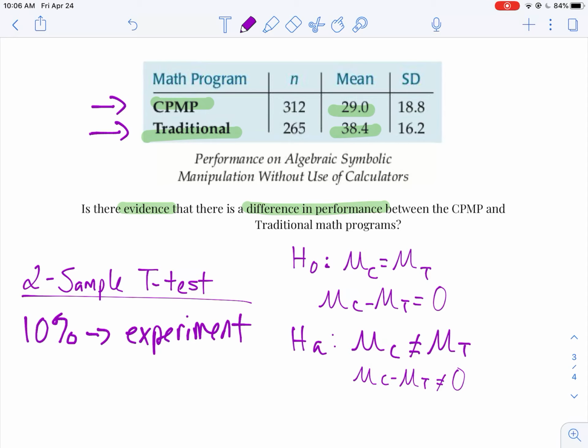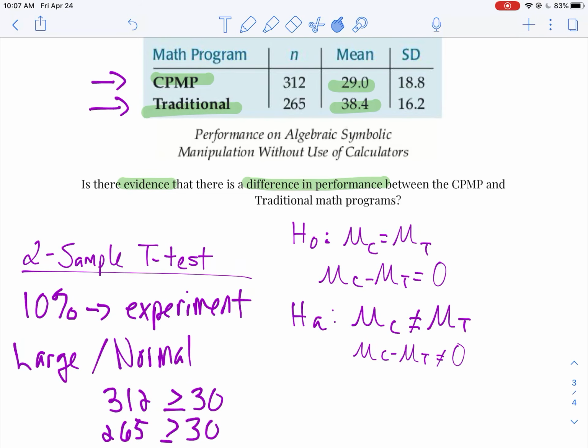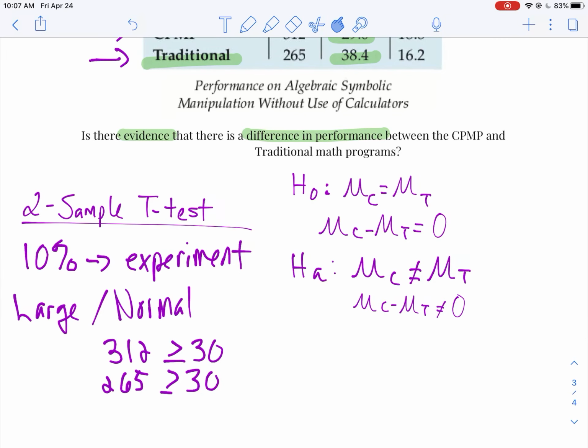However, we want to make sure that we have our large sample / our normal. That's important. In this case, we want to see if both sample sizes are greater than or equal to 30. 312 is definitely greater than or equal to 30, as is 265. So we've met that condition. Again, since this is an experiment, you don't have to meet the 10% random.